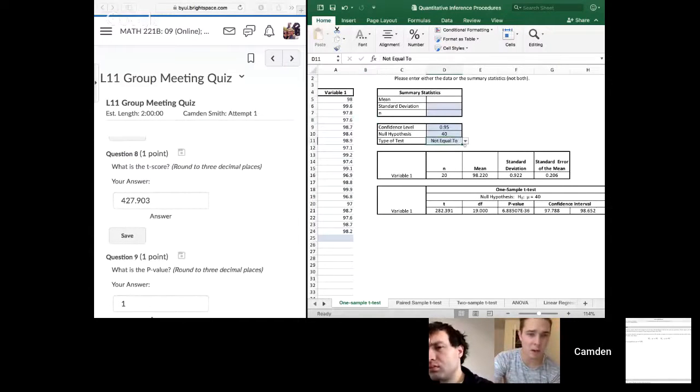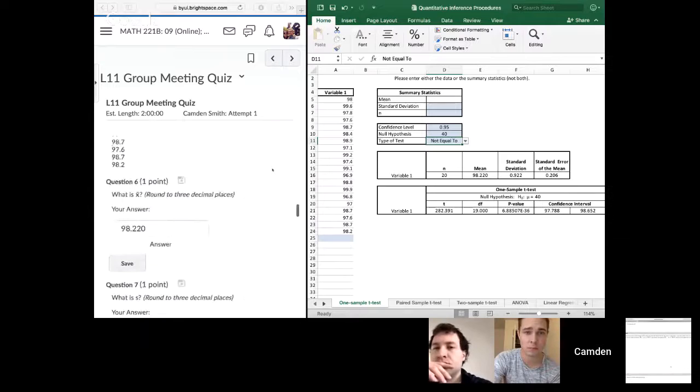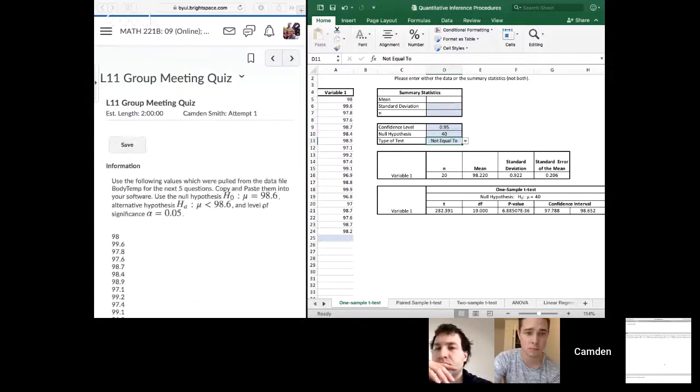So what's the null hypothesis for this one? The null hypothesis for 8 is going to be mu is greater than. Well, but it's 98.6. Yeah, so it's mu is less than. Less than. Sorry. Yeah, less than. Oh, it's less than. Yeah, no, sorry, I read it wrong. Oh, yeah, I see. Yeah, 98.6. Okay, perfect.